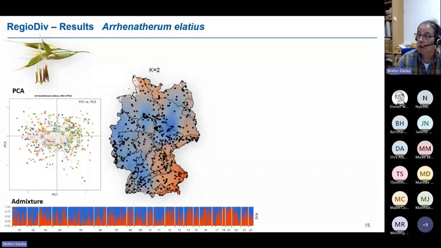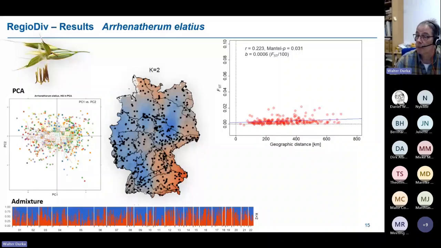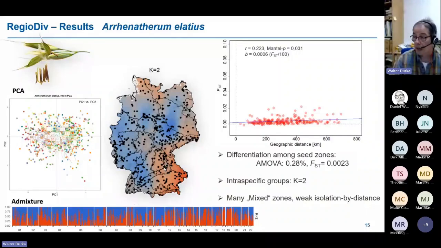Still, however, if we look for isolation by distance, this is the correlation between FST, the genetic distance, against geographic distance. We see a flat but significant correlation. So the further you go, the more different genetically you become. So in this species, we have very low structure. If we look into this bar plot at the bottom, we see that many of the zones are actually mixed and there is not much structure. So you would say, okay, that's a grass, it's a very common grass. We know that it's not very old in our landscapes and therefore this is understandable.